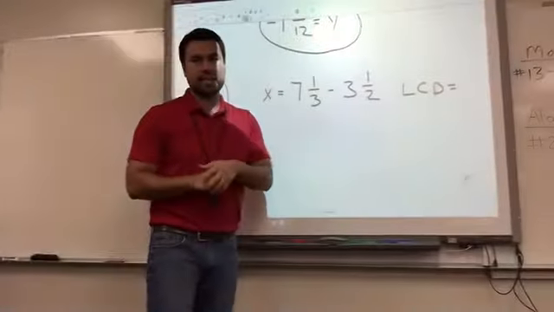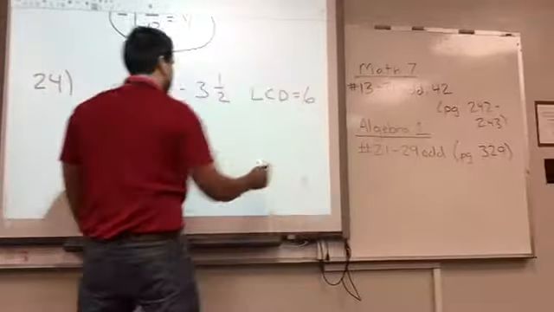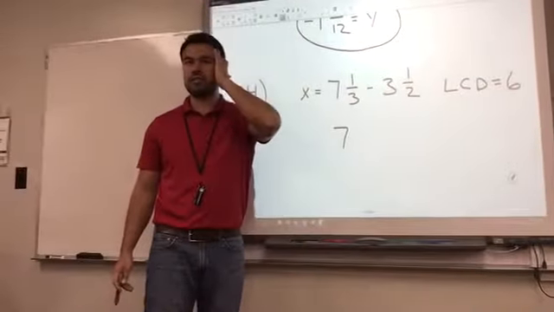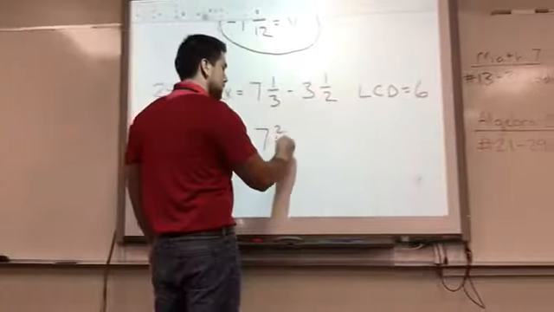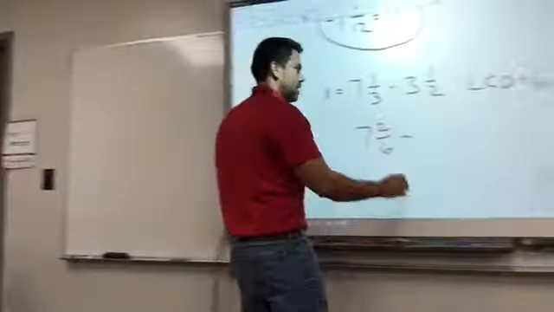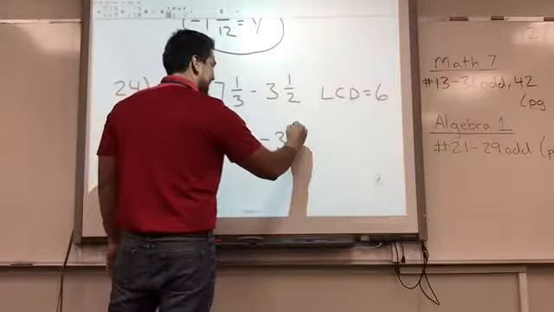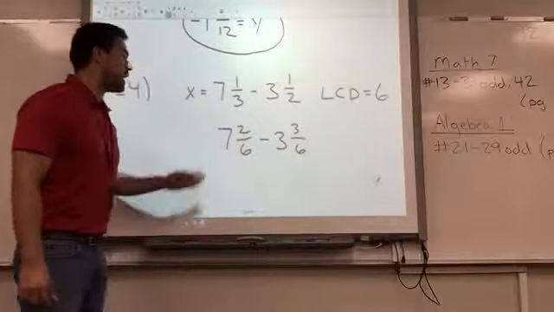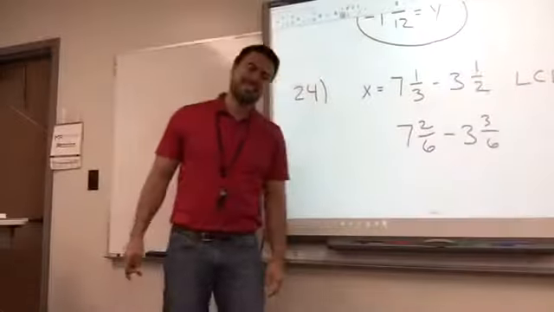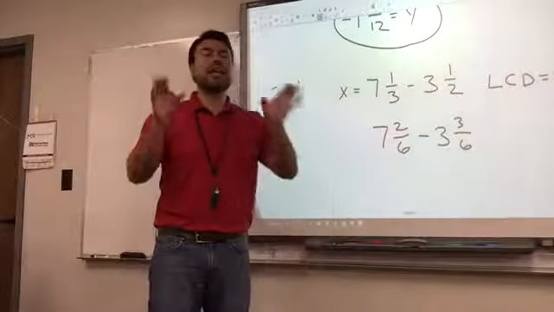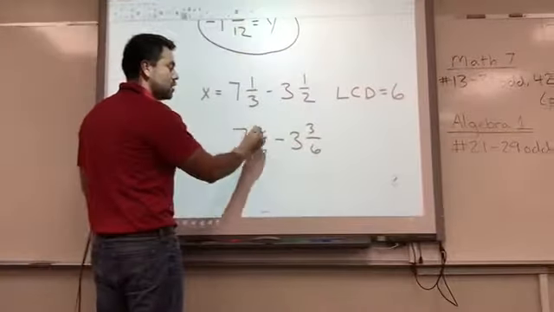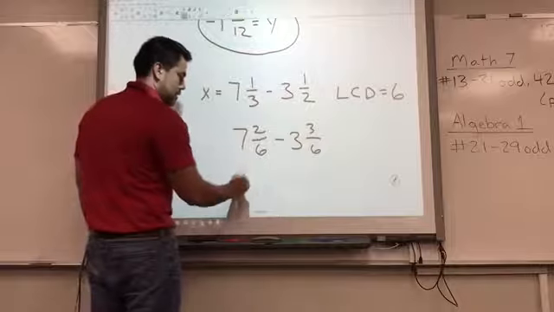Okay, what's the LCD? 6. All right, so 6 is the LCD. So what should I rename 7 1/3 into? 7 2/6. Good. And what should I change 3 1/2 into? 3 3/6. Yes. All right. So can I do 7 minus 3? I could. But can I do 2/6 minus 3/6? You can, and then you're going to get a weird mixed number that you could convert, but it's really hard to do. So what are you going to do to this? Borrow from the 7 and make it a 6, and then make it 8/6.